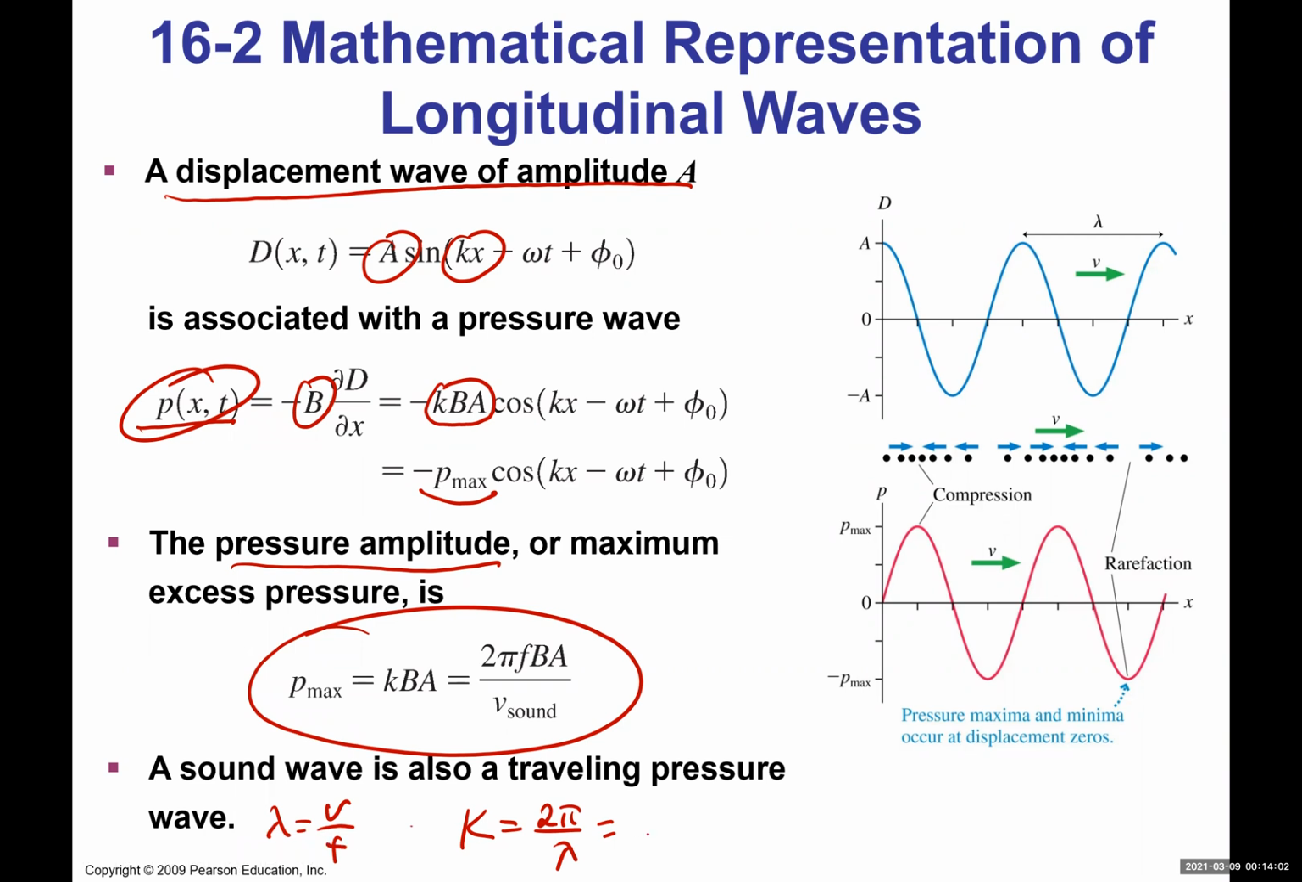That means I can say that this is 2 pi over the speed divided by frequency, or 2 pi frequency over the speed. And then this term replaces k over here. That's basically what the second equation does. So that means this 2 pi f over v is nothing but the wave number. Okay, so we replace that, and you can see the amplitude depends on the frequency and the speed of sound.